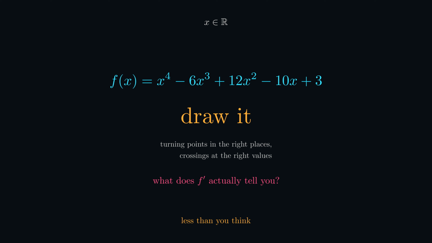Not sketch the general shape, draw it, with the turning points in the right places and the crossings at the right values. Most people answer that by differentiating, and differentiating is indeed where we will start. But before we do, it is worth asking a question that sounds almost rude. What does the derivative actually tell you? Because the honest answer is, much less than you think.